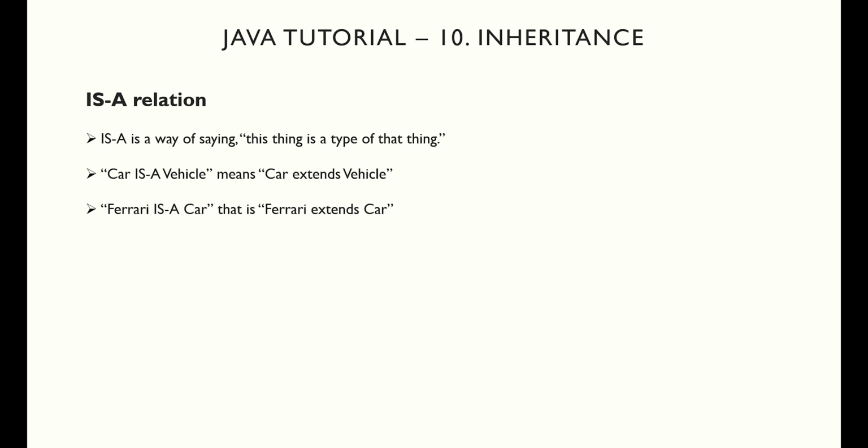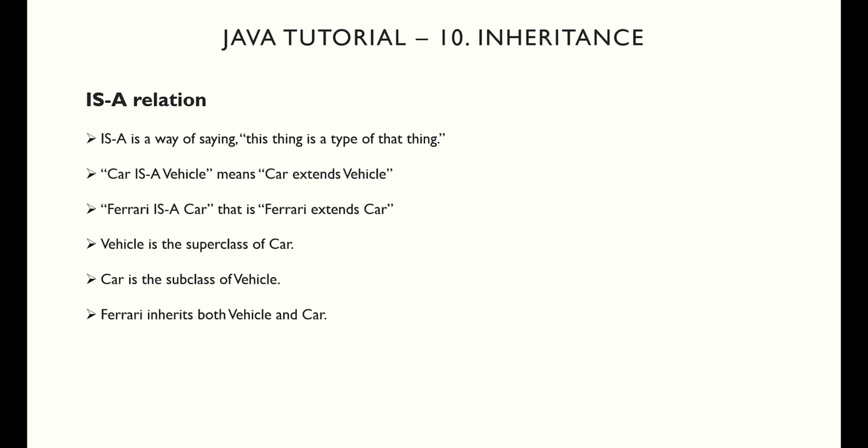In different terminologies, we can put it like this: vehicle is the superclass of car, car is the subclass of vehicle, car is the superclass of Ferrari, Ferrari is the subclass of car. Ferrari inherits both vehicle and car. Ferrari is derived from car. Ferrari is a subtype of both vehicle and car, etc.